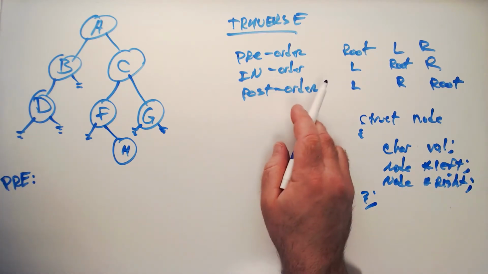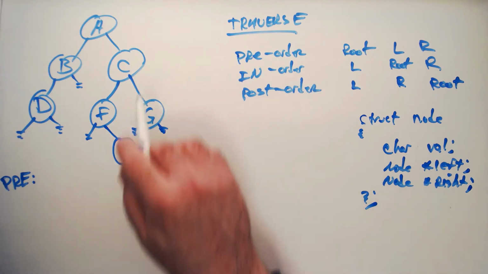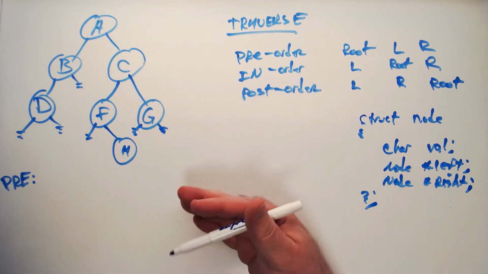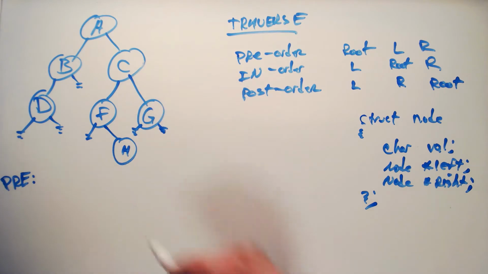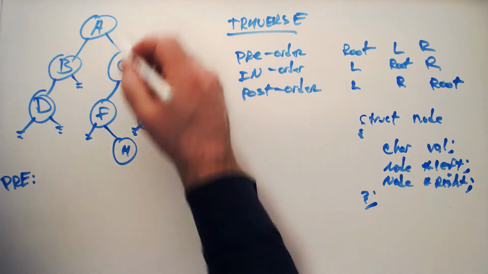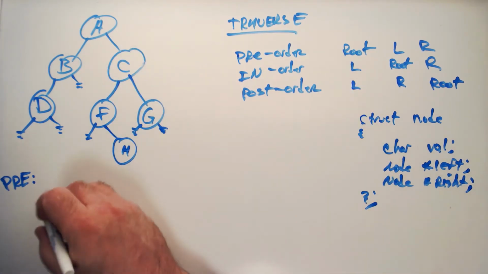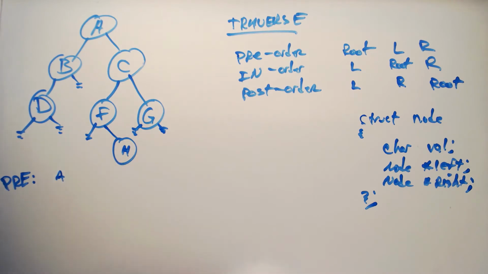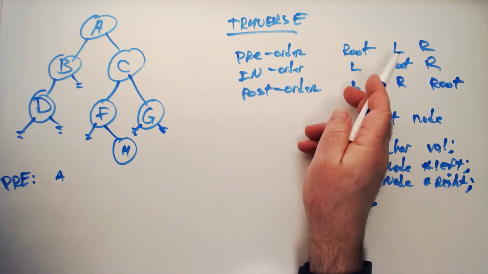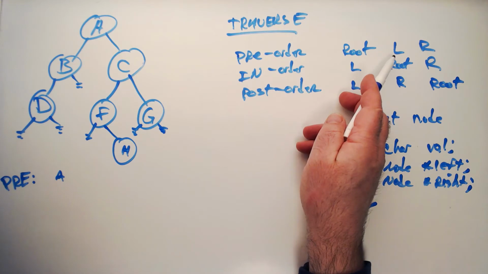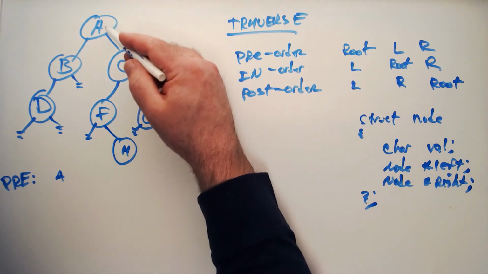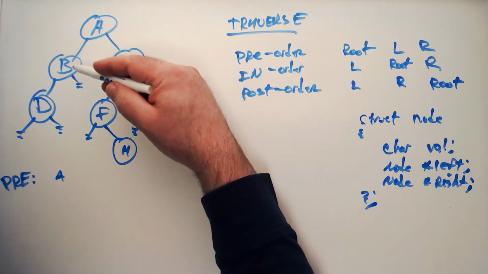Okay, so what are we going to do? We're going to visit the root first. So when we get called, we're handed a pointer to A right here, and he's going to visit himself. So he's going to print out his key, A. Then what is he going to do? He's going to say, go process my left subtree. So he's going to say, all right, take care of this guy over here.